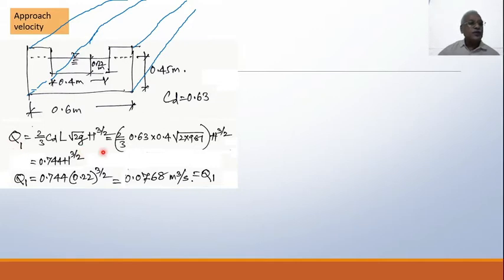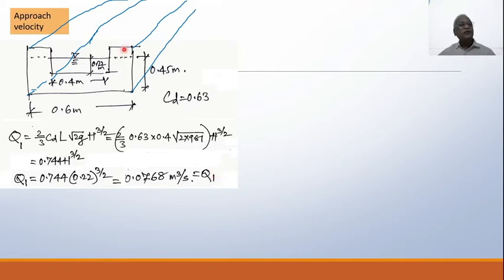We have to start without any approach velocity, just like that, because we have data for H, data for L, CD, so we have to find out Q, right? So if I write keeping H as it is, it comes out to be 0.744 H raised to 3 by 2. Now if I substitute for this H as 0.22, I'll get Q1 as 0.0768 meter cube per second. Okay, this is the first one, but we have to include approach velocity.